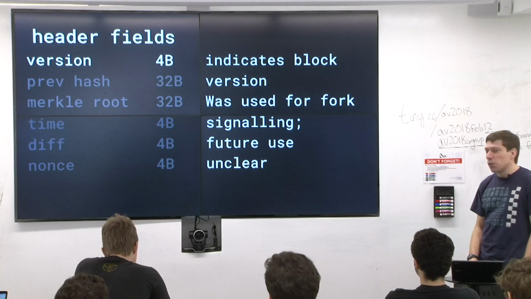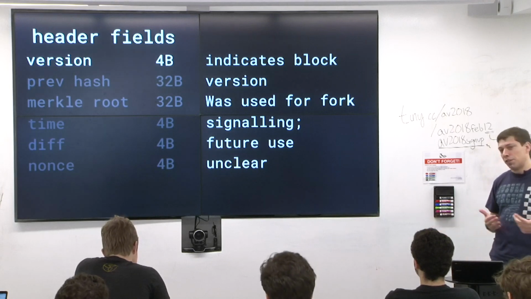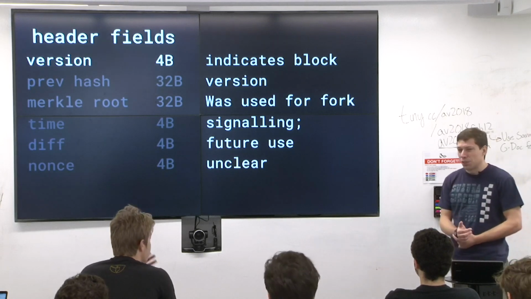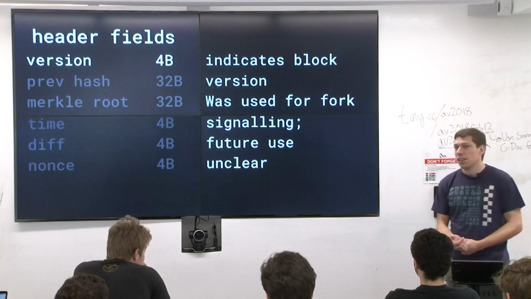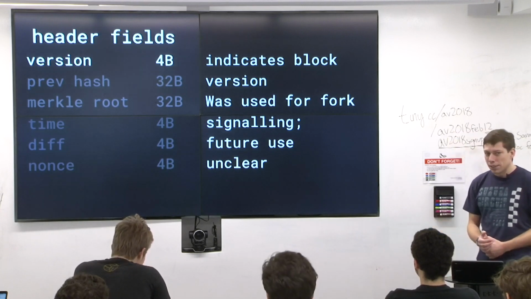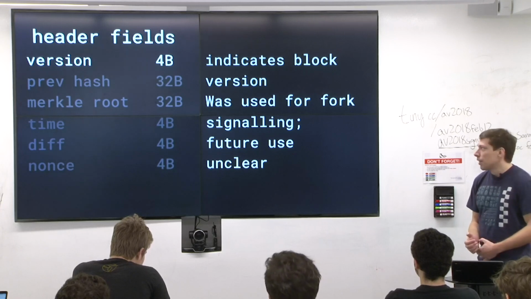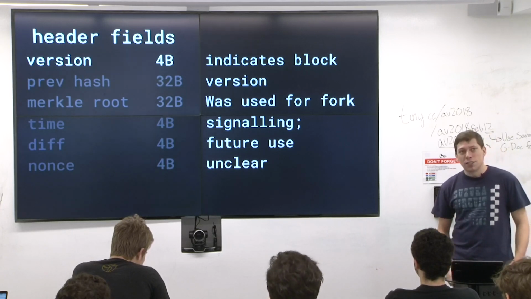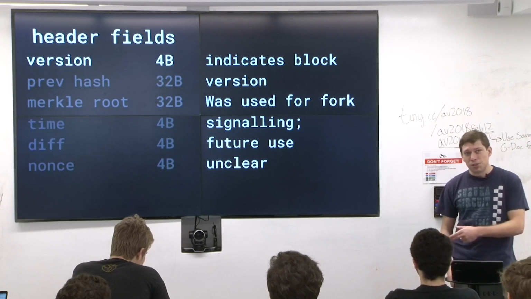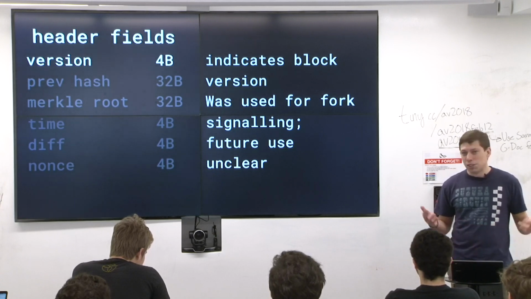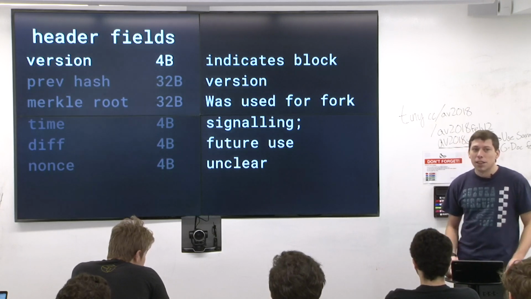It's not clear what that's going to be used for in the future. It used to be used for signaling protocol changes. I'm not sure that's going to be the case going forward because it didn't really work very well for that. So right now I think they all start like 0, 2, and then a bunch of zeros. And that's the current version, whatever that means.